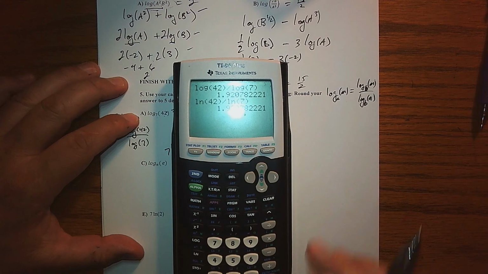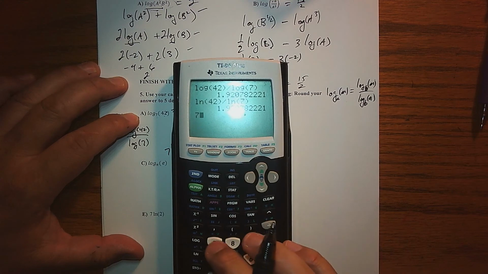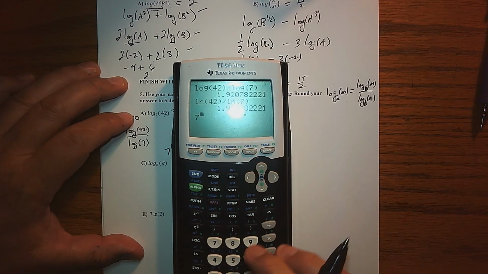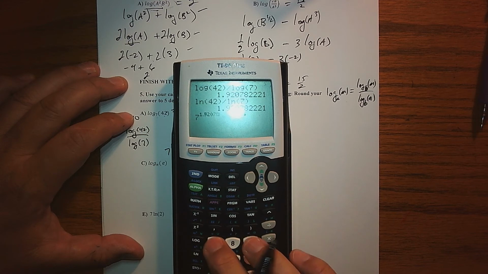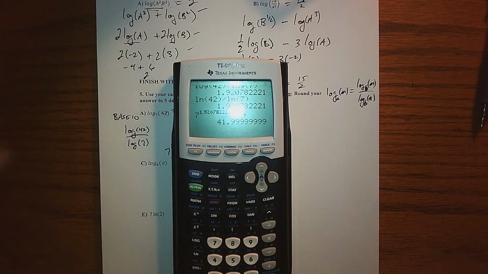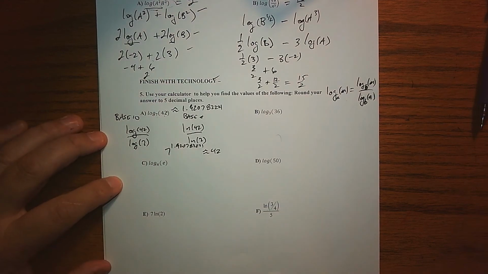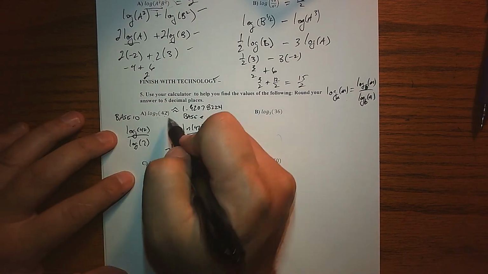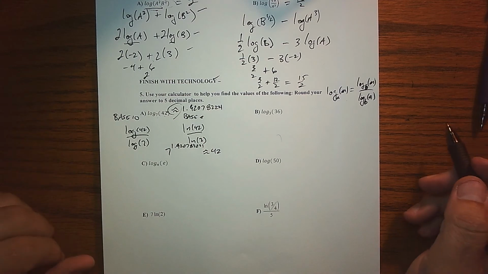Heck, I'll do that. All right, so if I took 7 and raised it to the 1.920782221 power, what I get is something very close to 42. And again, the reason why it's not perfectly 42 is because of the round off error. It's an estimate, as I'm showing you there. So there's your change of base formula.